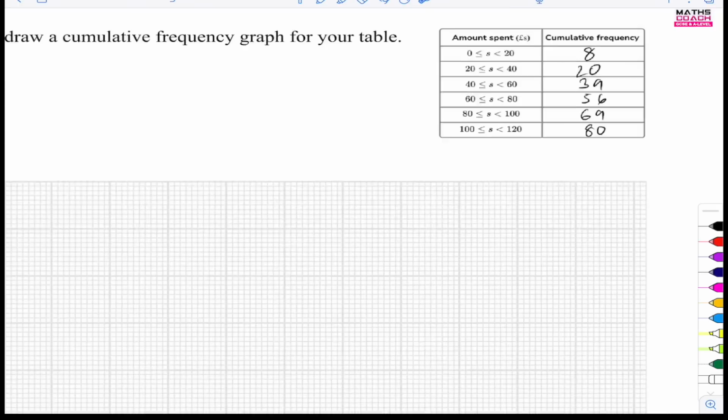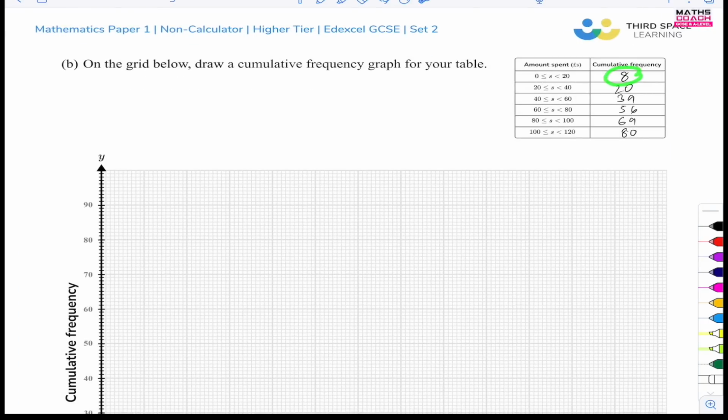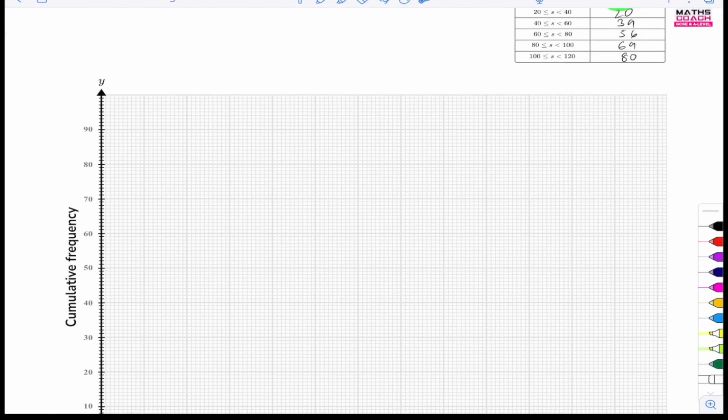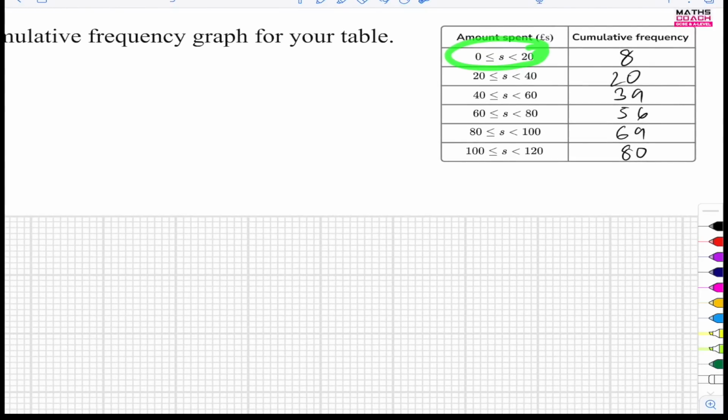A mistake that students make is when they plot, for example, they know it has to go 8 somewhere on the cumulative frequency, right? They know that. But it's where they plot on the x-axis. One of the common mistakes people make is they plot in the middle. So they go between 0 and 20 and they plot at 10. No, you have to plot at the upper end. So at the 20, at the 40, at the 60, 80, 100, 120. So we're going to plot this 8 on 20 on the x-axis.